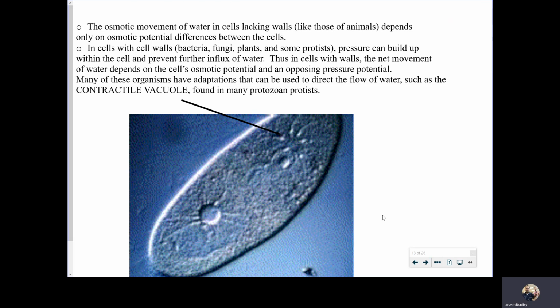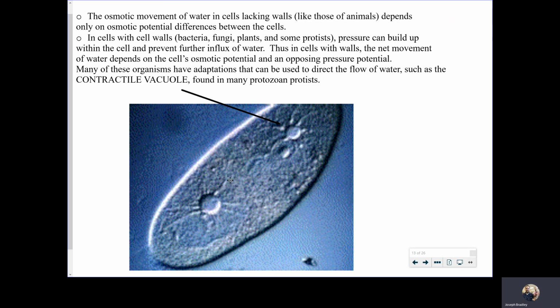Osmotic movement of water in cells lacking walls depends only on the osmotic potential between the cells. So one of the things that you see here is a protist. They have walls, but their walls are pretty flexible. So they have to actually pump out the excess water that they constantly take in when they live in a freshwater environment. So they use what's called a contractile vacuole. What you see here is a contractile vacuole filling up, and then it has little channels that, as it squeezes shut, it closes, and shoots the water out of the paramecium.